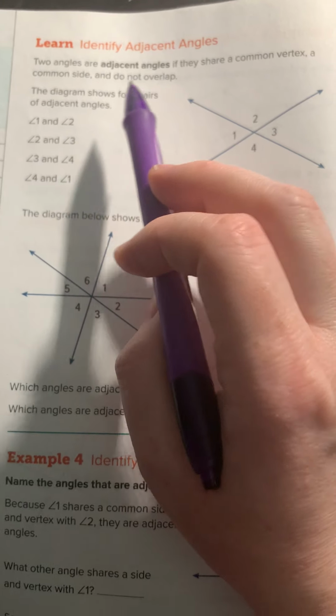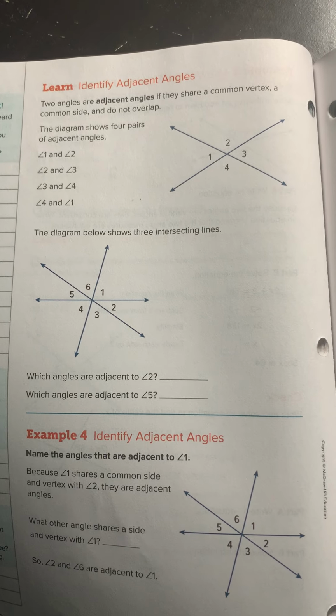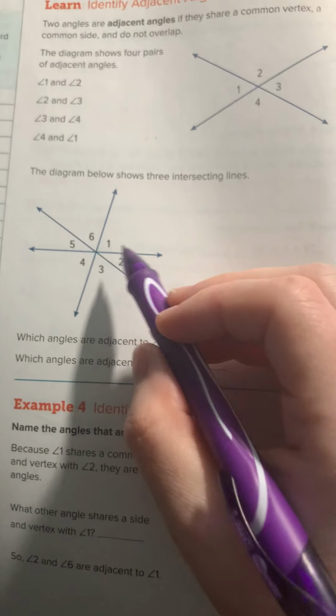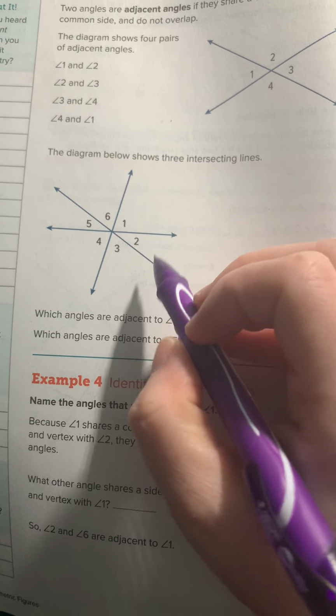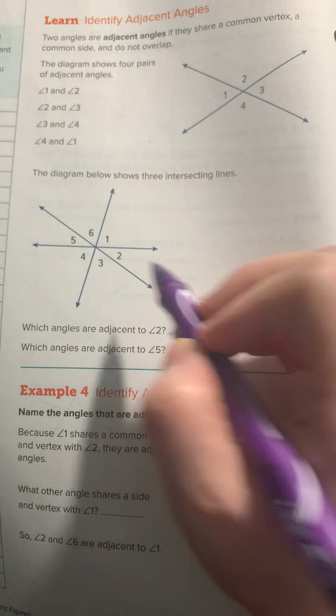Over on this side here are adjacent angles. They share a common vertex, a common side, and don't overlap. So, let me move my pen. 1 and 2 are adjacent. 2 and 3 are adjacent. 3 and 4 are adjacent. 4 and 1 are adjacent. Meaning they're right next to each other. Adjacent neighbors are right next to each other. So what would be adjacent to 2? What is right next to 2, would you say?